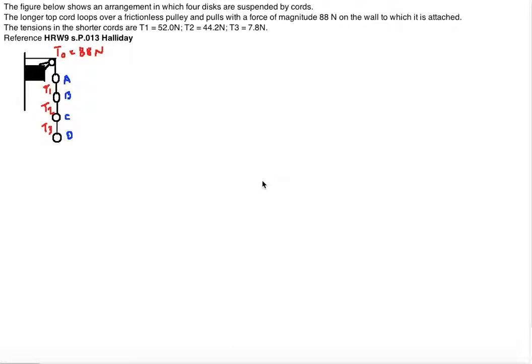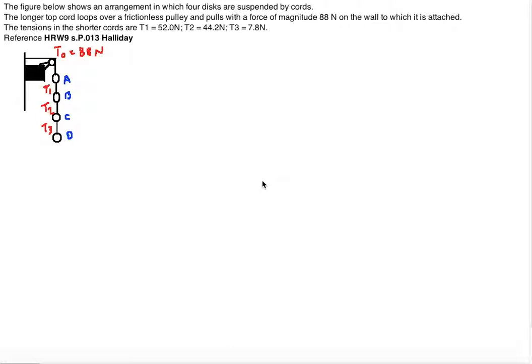The figure below shows an arrangement in which four disks are suspended by cords. The longer top cord loops over a frictionless pulley and pulls with a force of magnitude 88 newtons on the wall to which it is attached. The tensions in the shorter cords are T1 is 52 newtons, T2 is 44.2 newtons, and T3 is 7.8 newtons.